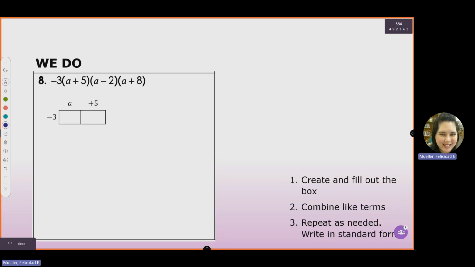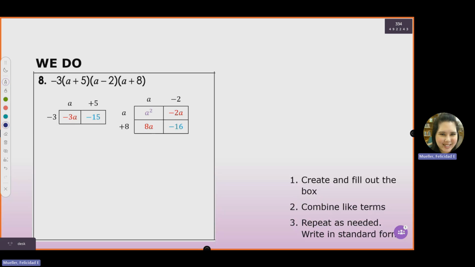So we're going to go ahead and go over here. We're going to do a box. We're going to do negative 3 times a plus 5 first. And we distribute that negative 3, and we get negative 3a minus 15. We're also going to go ahead and do a second box of a minus 2 times a plus 8, and fill in our lovely box by multiplying.